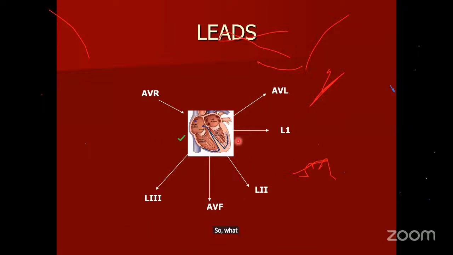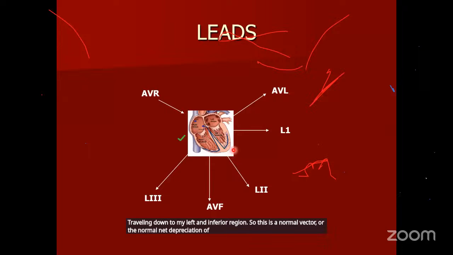So what I have done is I have put the heart in the middle. You can see the heart is slightly pointing towards my left side. And you can see the electrical impulse starting in the right and superior region, traveling down to my left and inferior region. So this is the normal vector, or the normal net depolarization of the heart. And I have put my limb leads around this heart.